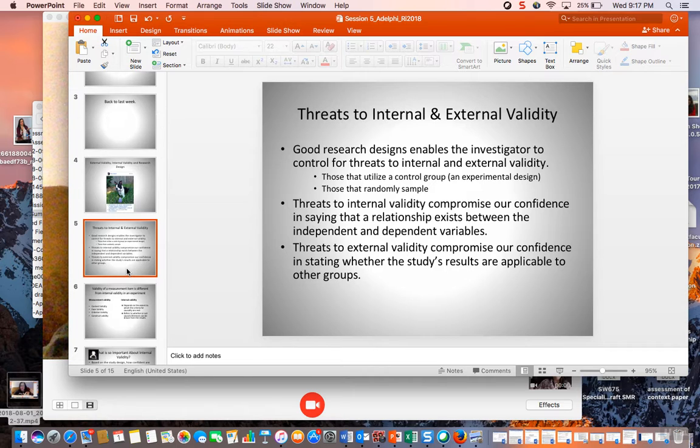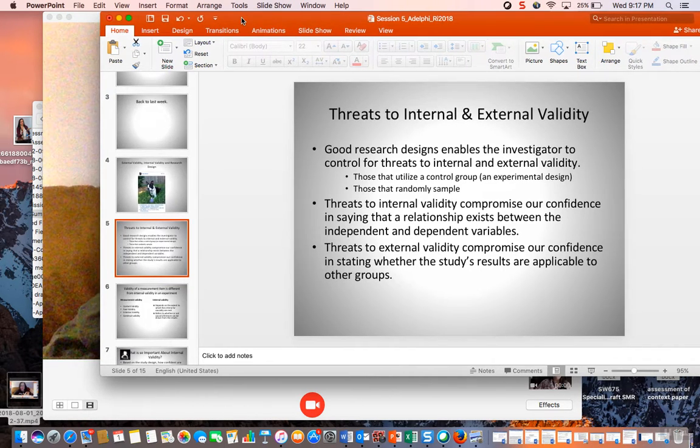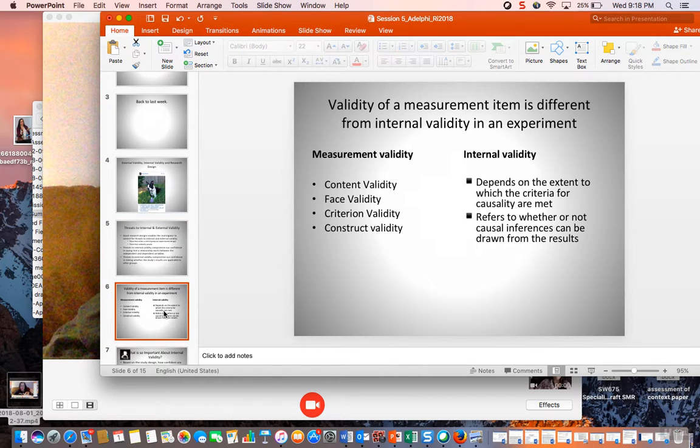Okay, so good research designs enable the investigator to control as much as possible for threats to internal and external validity. And threats to internal validity compromise our confidence in saying that a relationship actually exists, or what we appear to think exists, between the independent and dependent variables. While threats to external validity compromise our confidence in stating whether the study's results are applicable to other groups. I like to think of that as, how generalizable is it to other groups, okay?